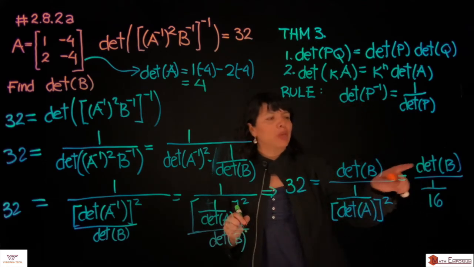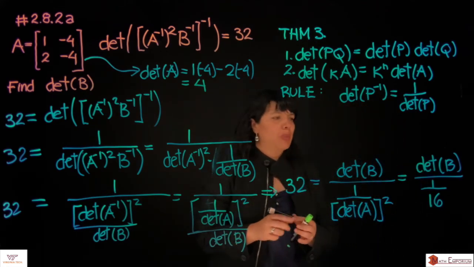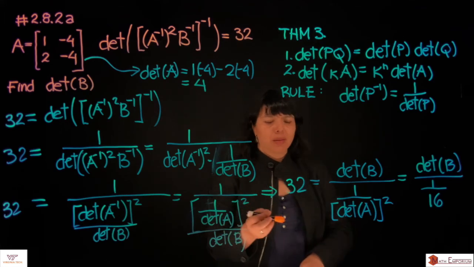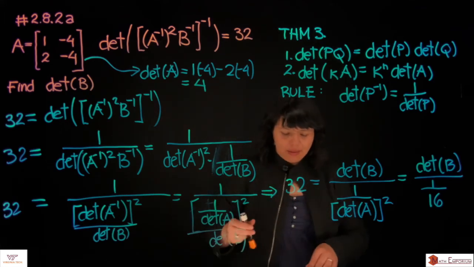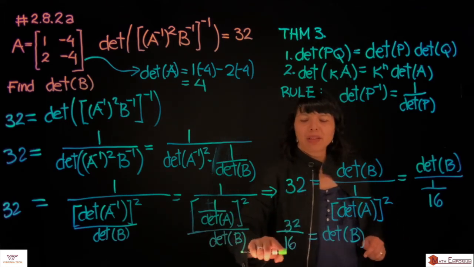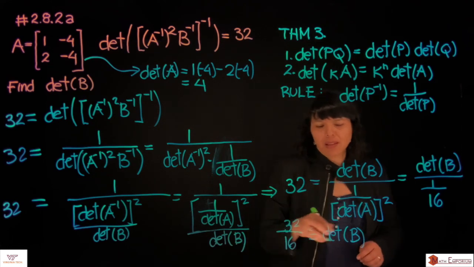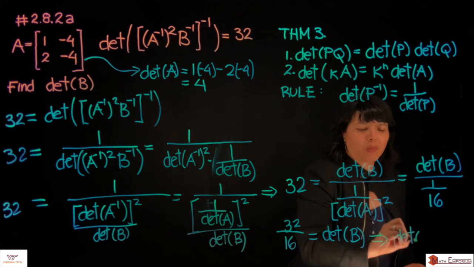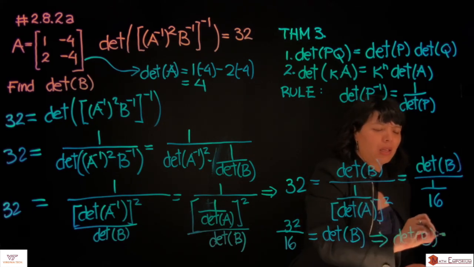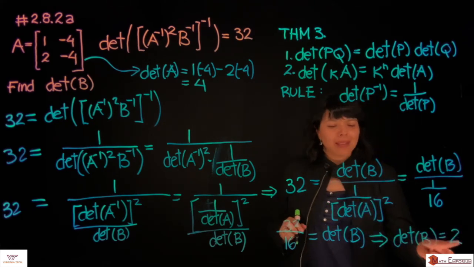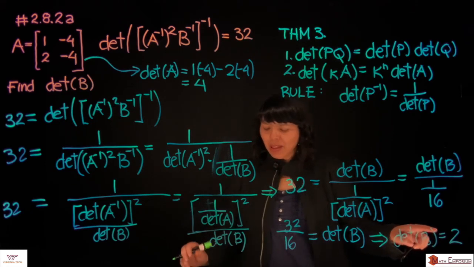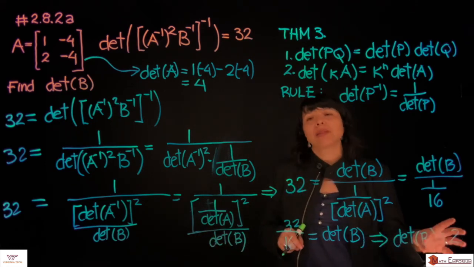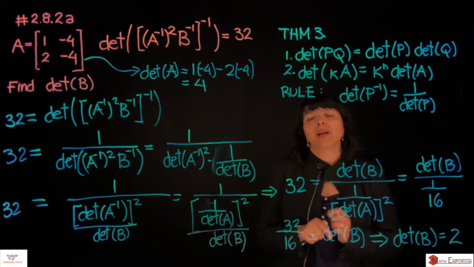And then I'm going to solve for the determinant of B. So this multiplied here, we have 32 over 16 is the determinant of B, which tells me that the determinant of B is 2. And this one is option C. So the answer for that problem is indeed C.